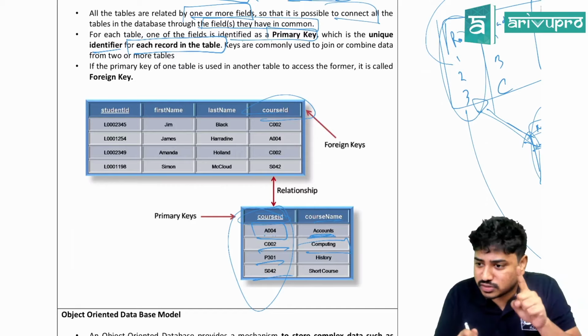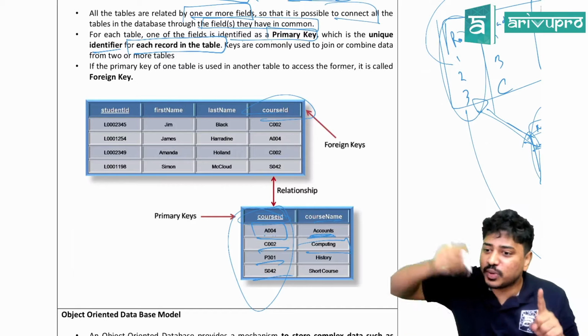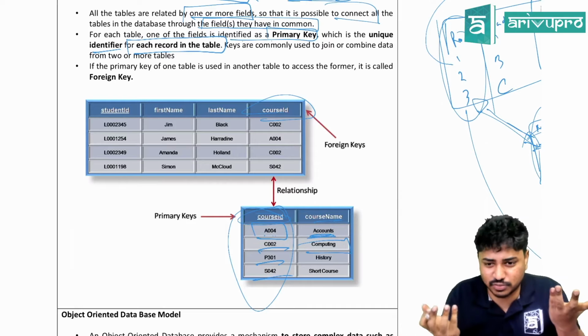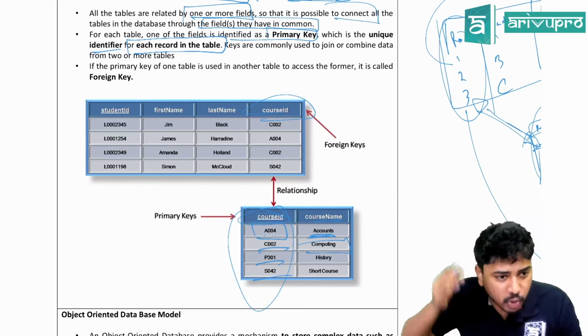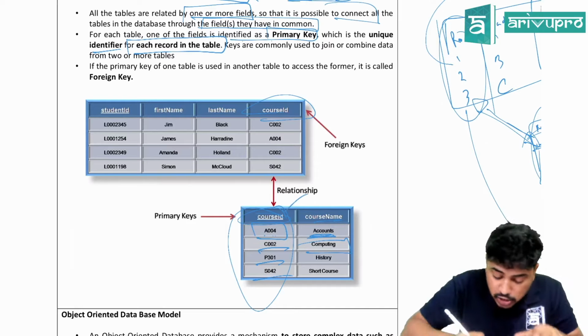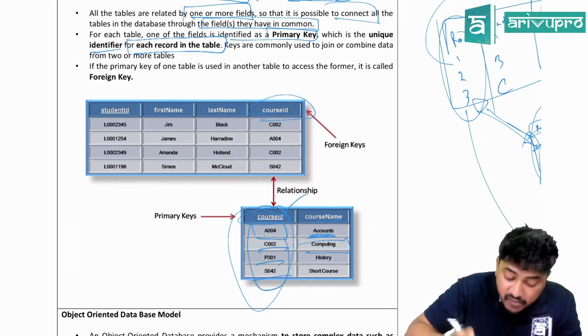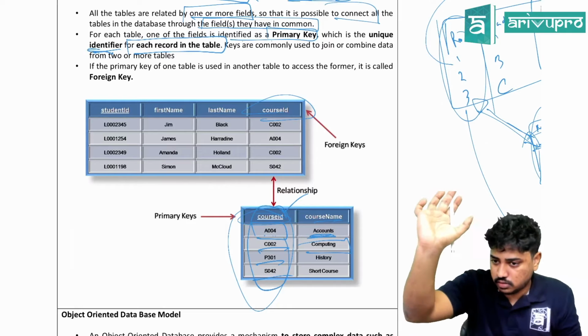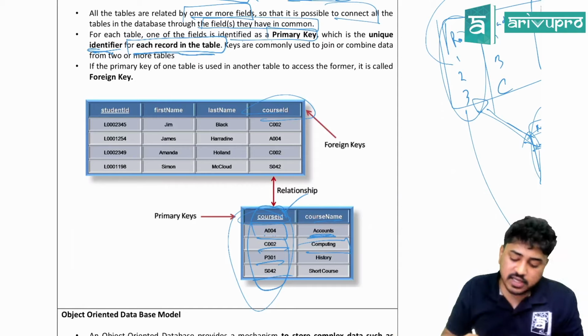For PU accounts also you call it accounts only. For PU2 also you call it accounts only, no? Plus 2, plus 1. Both accounts, but the course ID will be different, no? Are you understanding? So you have to take the primary key, which is a unique identifier, unique for each record in the table.